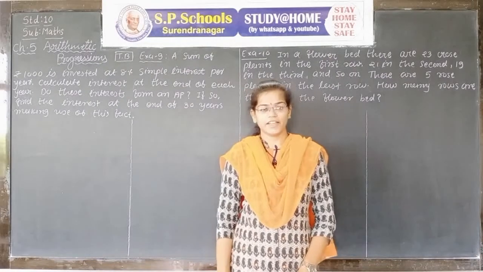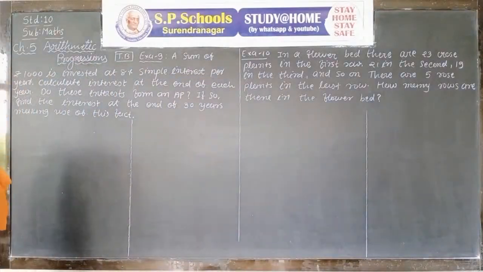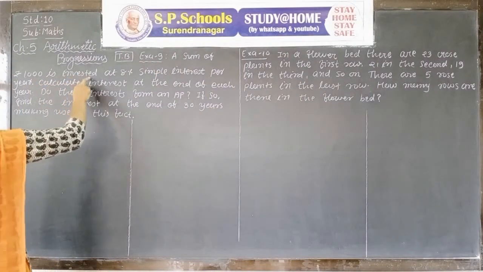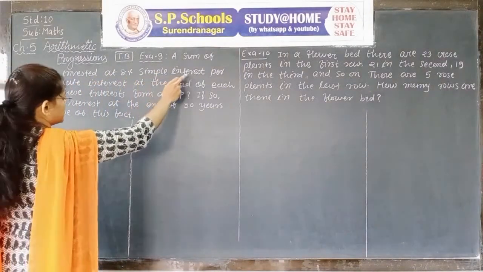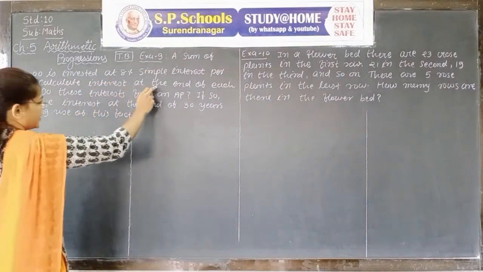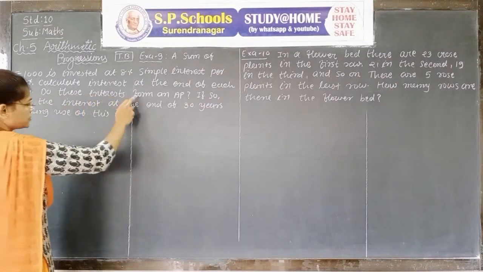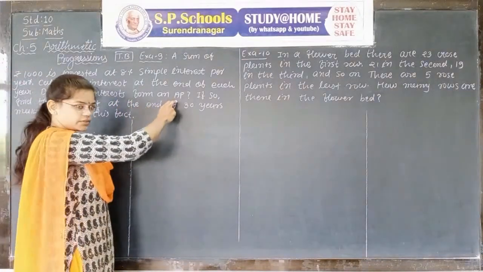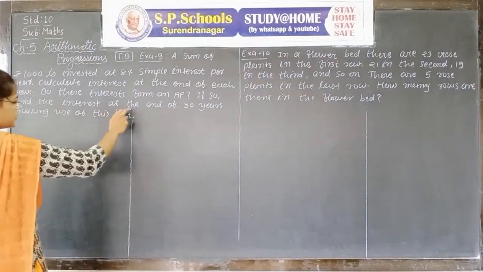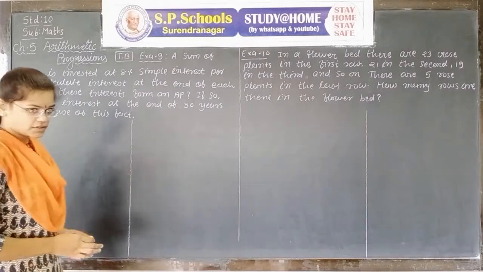Let's see the next example. Example number 9. A sum of rupees 1000 is invested at 8% simple interest per year. Calculate interest at the end of each year. Do these interests form an AP? It is our first question. If so, find the interest at the end of 30 years, making use of this fact.